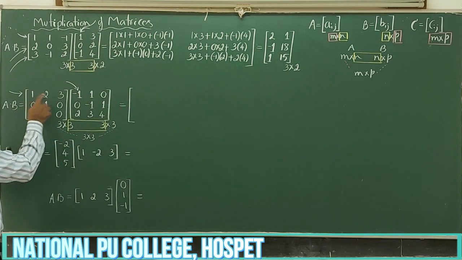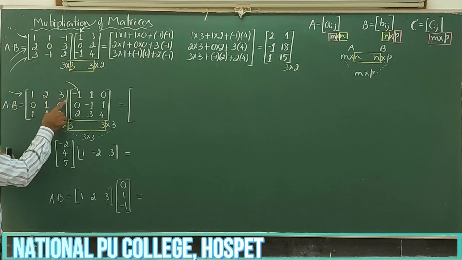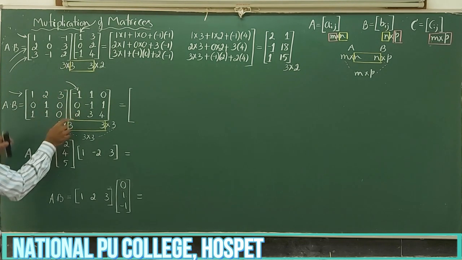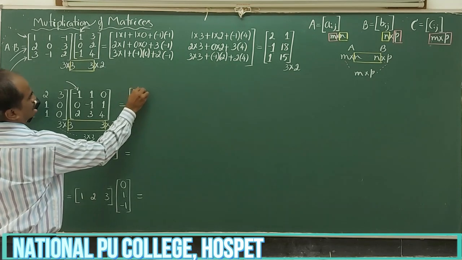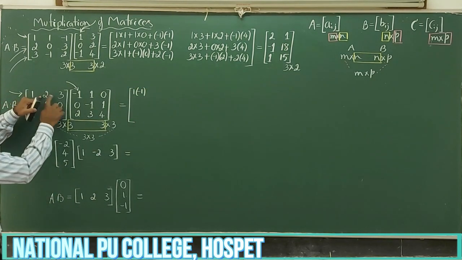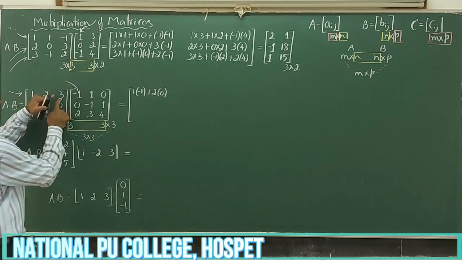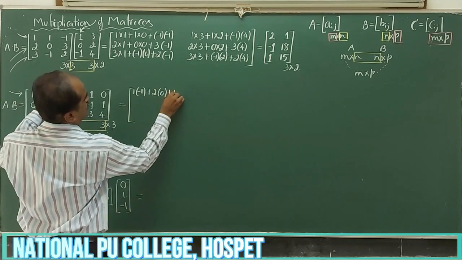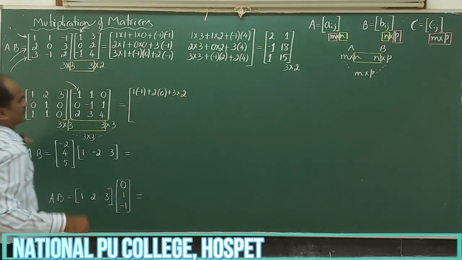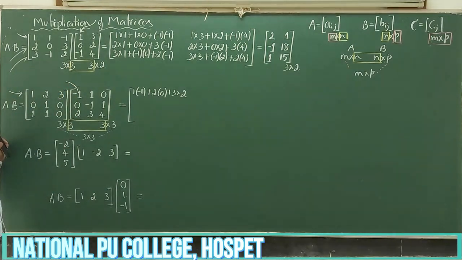Go on making a pair. 1, minus 1; 2, 0; 3, 2. So 1 into minus 1 plus 2 into 0 plus 3 into 2. First row, first column is completed.